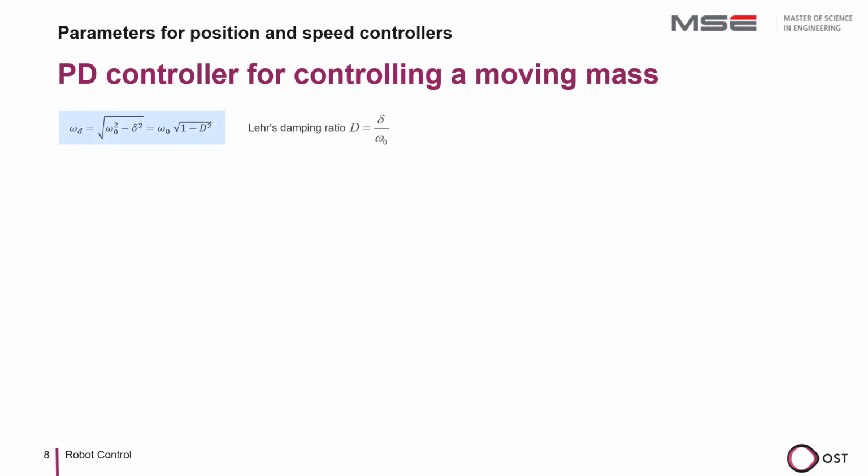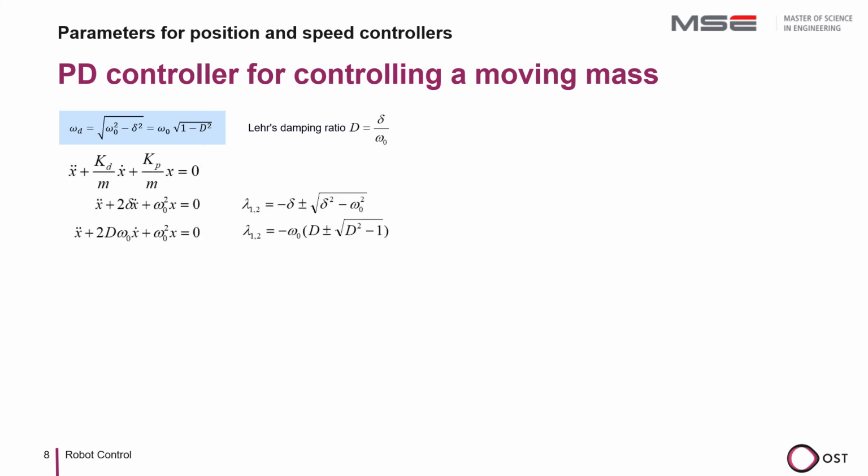The damping constant delta is often difficult to understand and interpret. I therefore put it in a relation to the natural frequency, which is done with Lehr's damping ratio and is very illustrative. If we insert this into the known equations, we see that for a d smaller than 1, the root value becomes negative. The critical damping is therefore 1. If d is smaller than 1, we have damped oscillation.